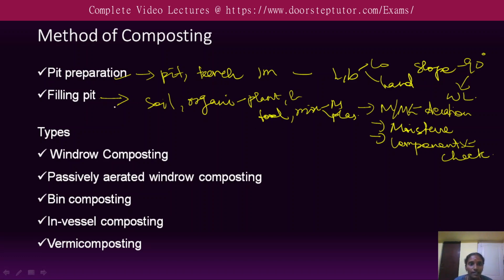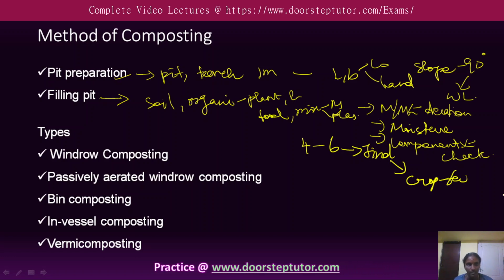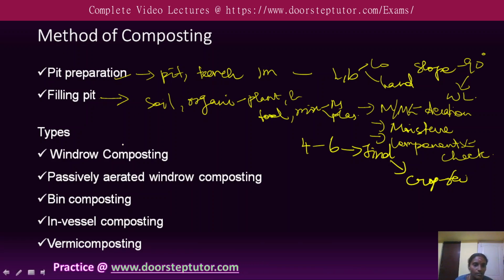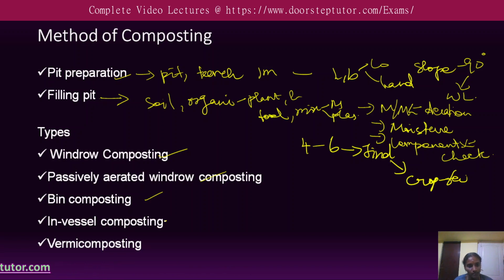Thereby the filling of the pit is prepared, and after some period of time, usually 4 to 6 months, the final compost product is ready. It was usually used for the crop, for fertilizer purposes, that is, soil conditioning. The different types of compost are windrow composting, passively aerated windrow composting, bin composting, in-vessel composting, and vermicomposting.